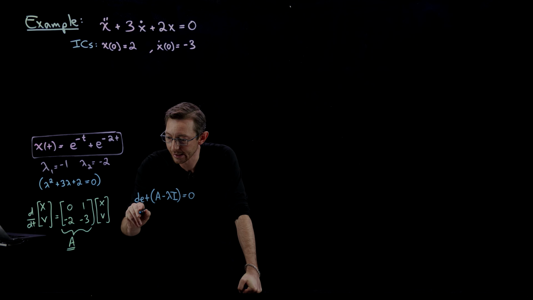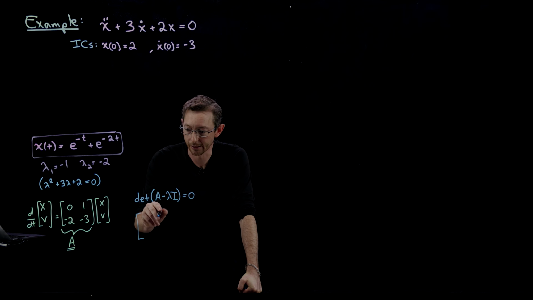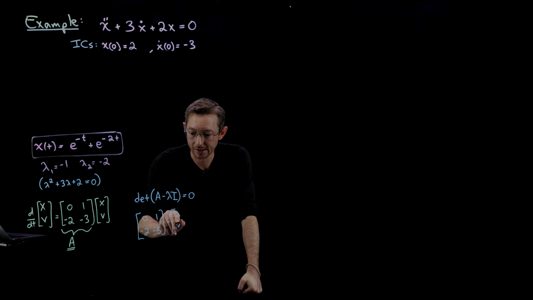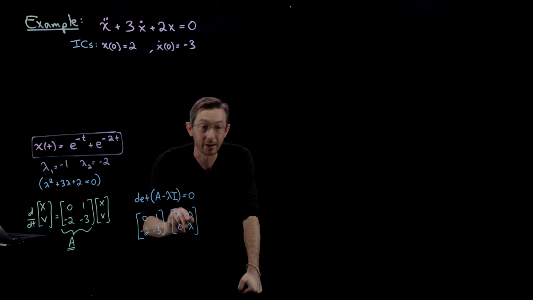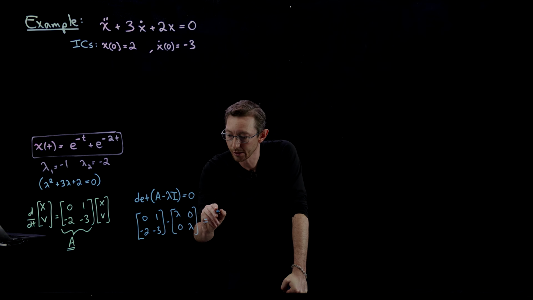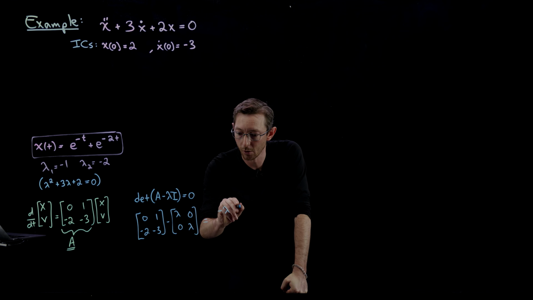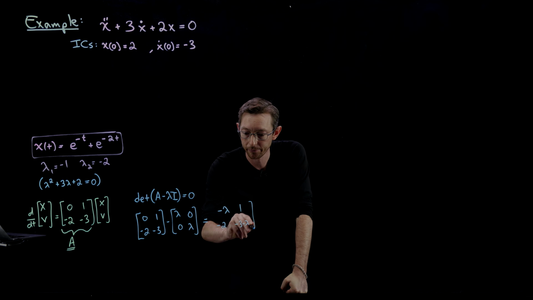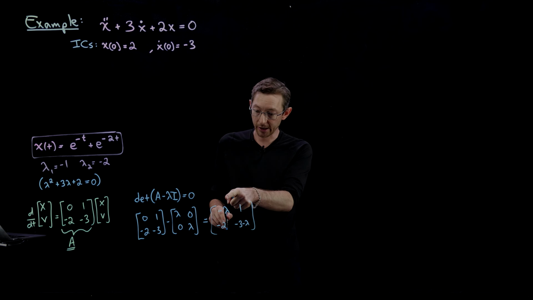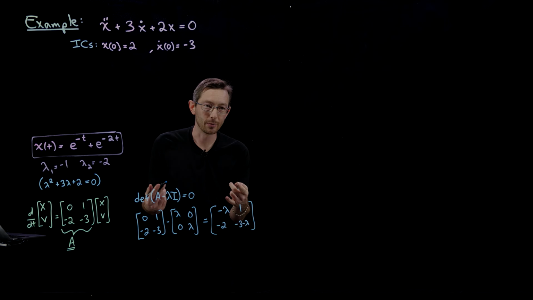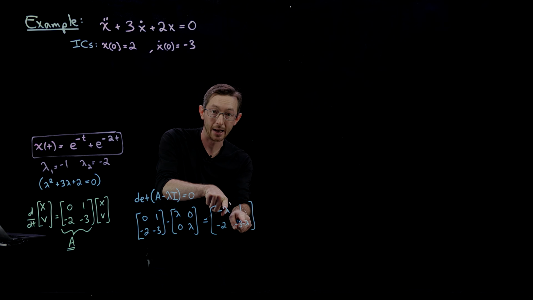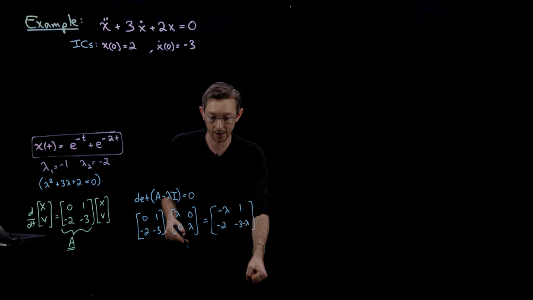And so A minus lambda times the identity matrix: the identity matrix times lambda is just a diagonal matrix with lambdas. This equals minus lambda, 1, minus 2, minus 3 minus lambda. And now I take the determinant of this, and the determinant of a 2 by 2 is pretty simple. It's the product of the diagonals minus the product of the off diagonals.